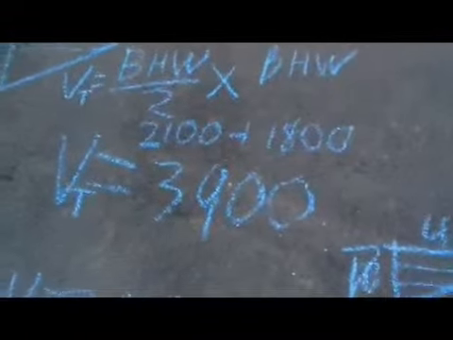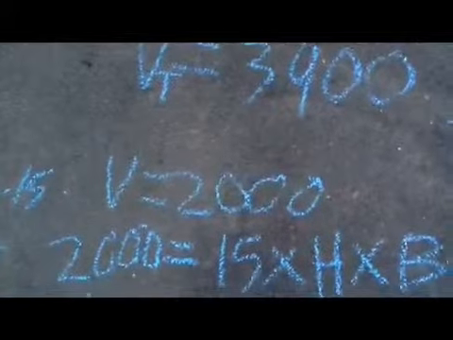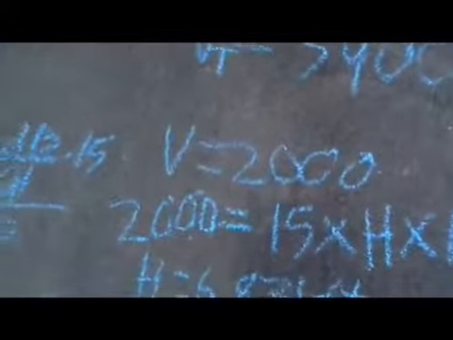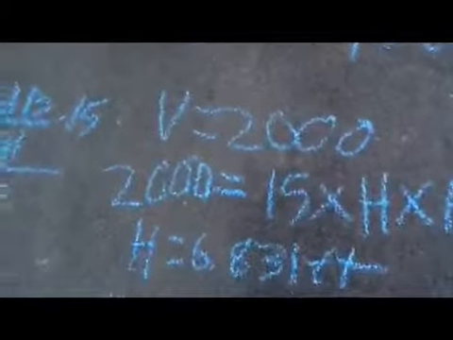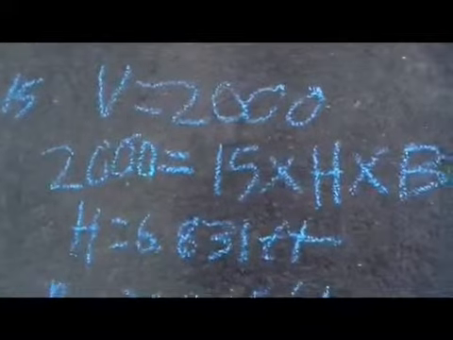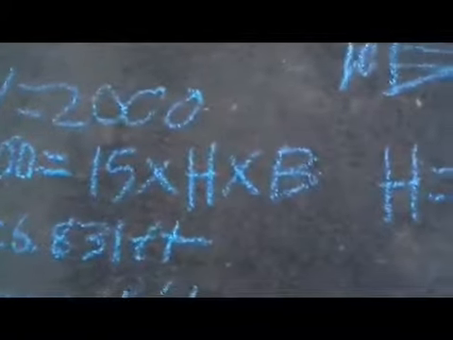So we want to find out the rate of change of the depth of the pool when the volume is at 2,000 cubic feet. So the width, which is 15, is constant. But the height and the base are not.